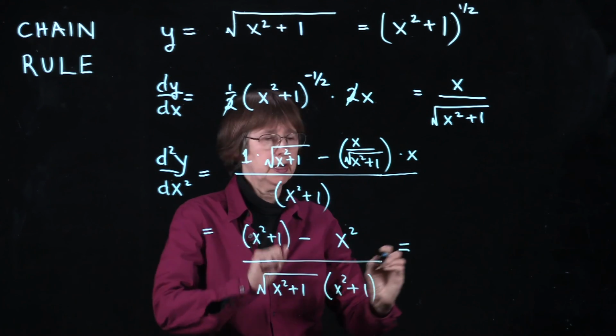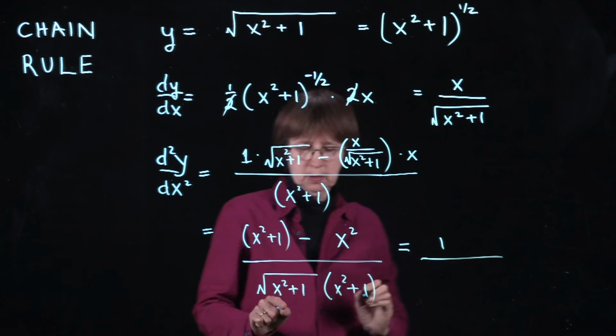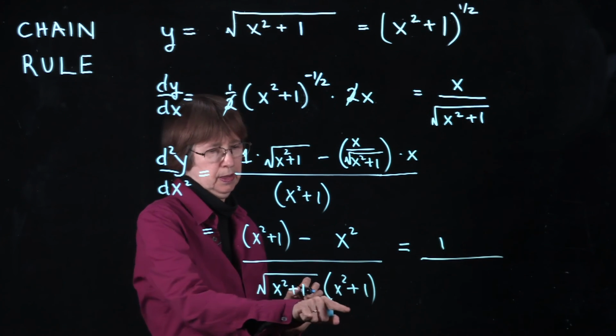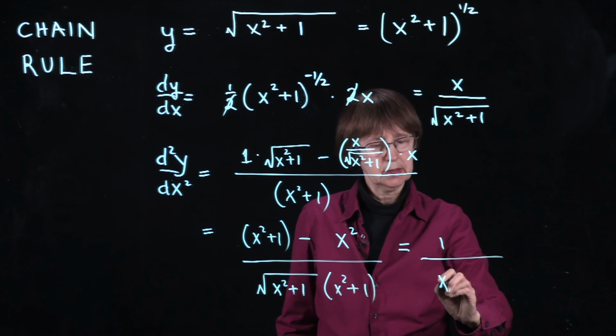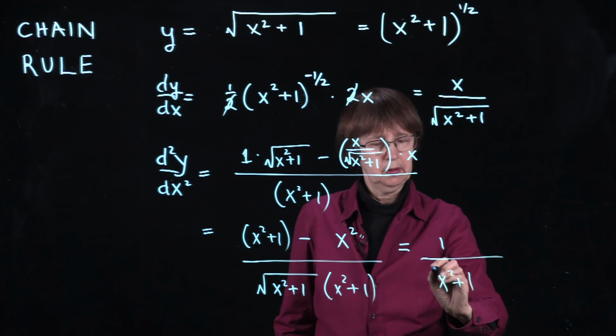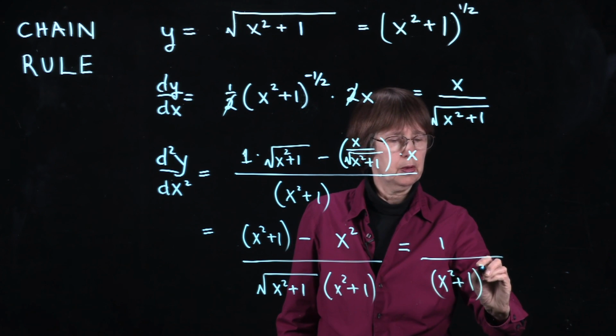So all in all, we'll get a 1 on the top. These things can also be combined. So we can rewrite the bottom as x squared plus 1 raised to the power 3/2.